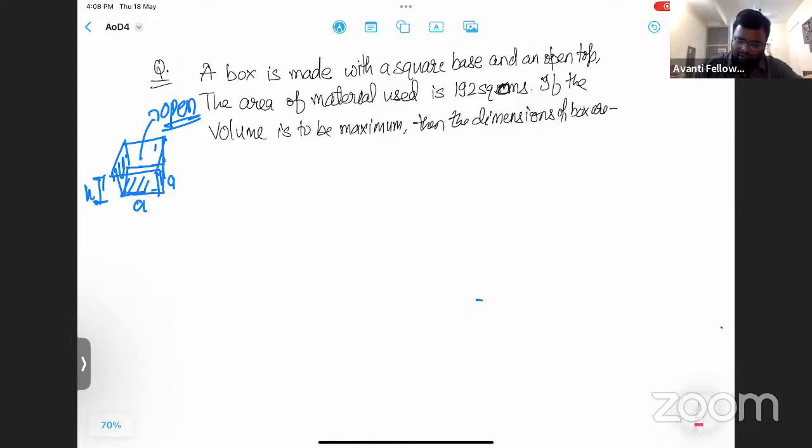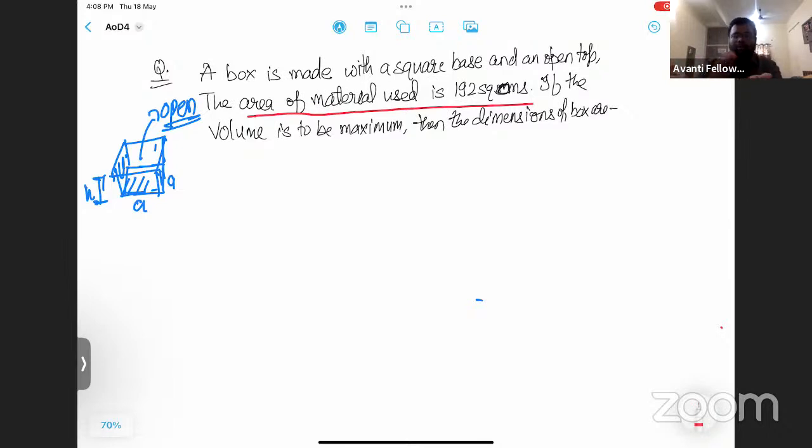What information is given? The area of the material used. So the base and the four sides, right? These four sides and the base comprise the total material used to make this box, because the top is open. So this 192 square centimeters corresponds to the base and the four sides.